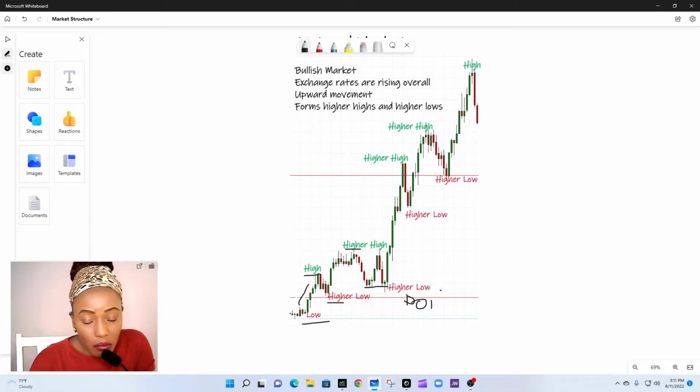So regarding entries, remember we said every strategy has rules. Every strategy has confirmatory candlestick patterns that as a trader you're waiting for.